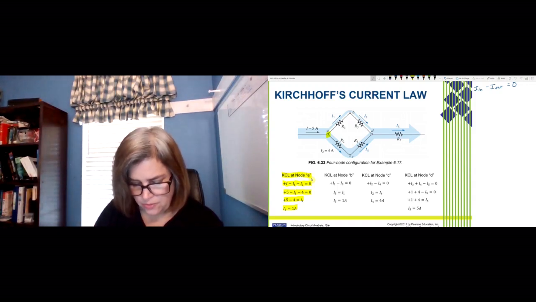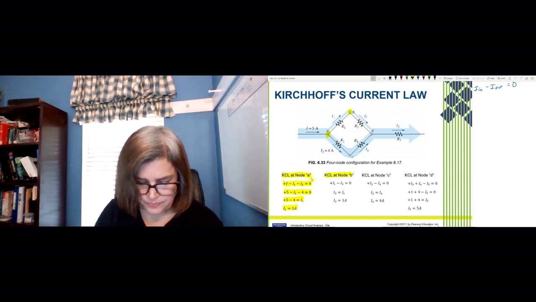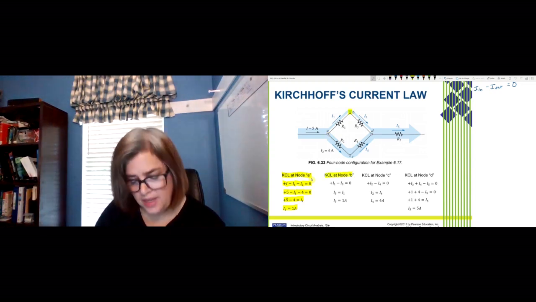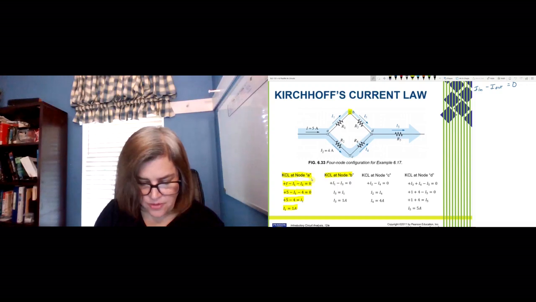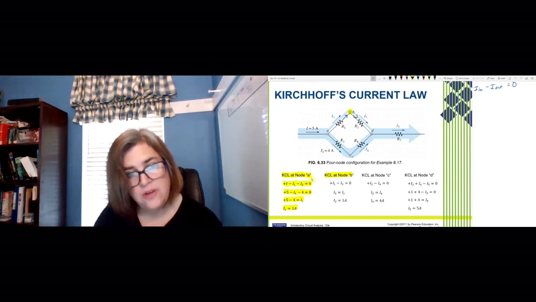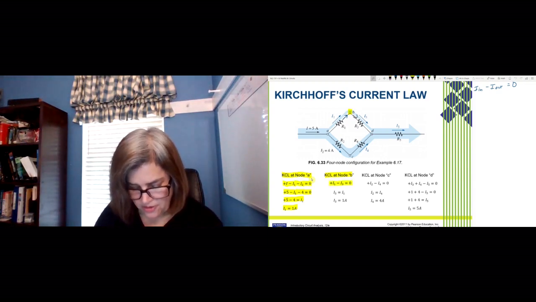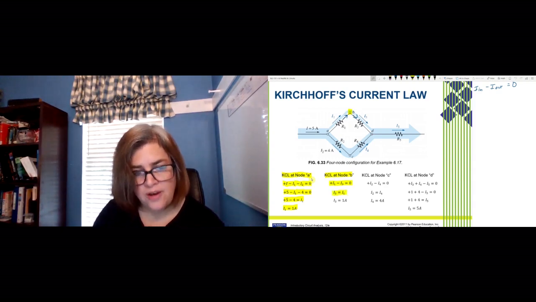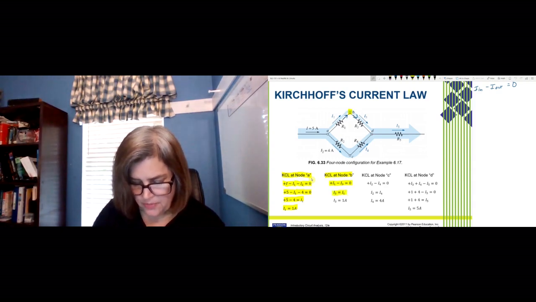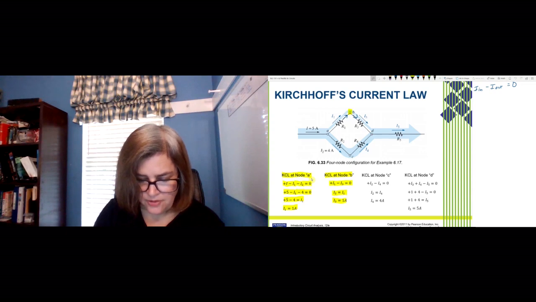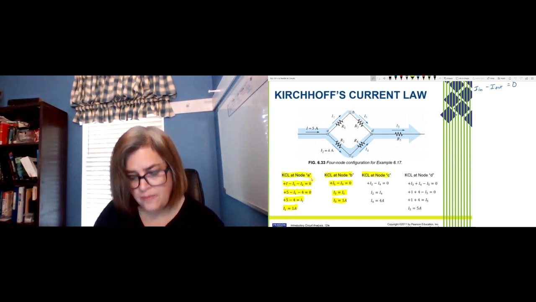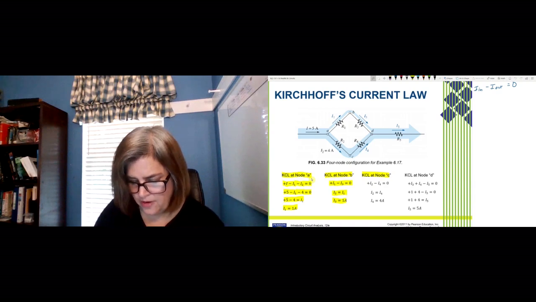The KCL at node B right here. At node B, we have I1 coming in and I3 leaving. So I1 minus I3 has to equal 0, which really just means that I3 is equal to I1, and they're both 1 amp. Same thing at C. It's exactly the same thing. I2 has to equal I4, and they're both 4 amps there.